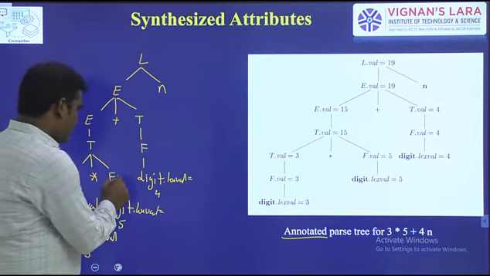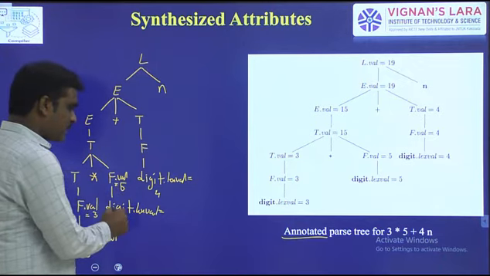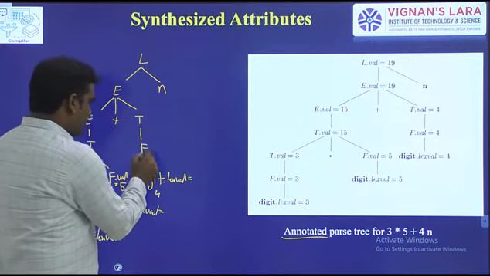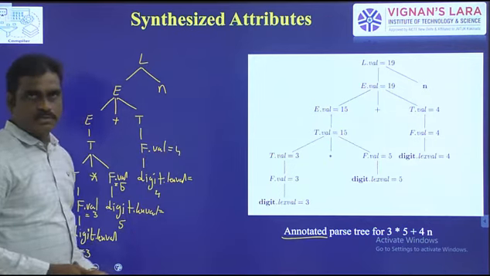Same way, F.value equal to what is the value? digit.lexval is 5, so F.value equal to 4. So it is a bottom-up approach.